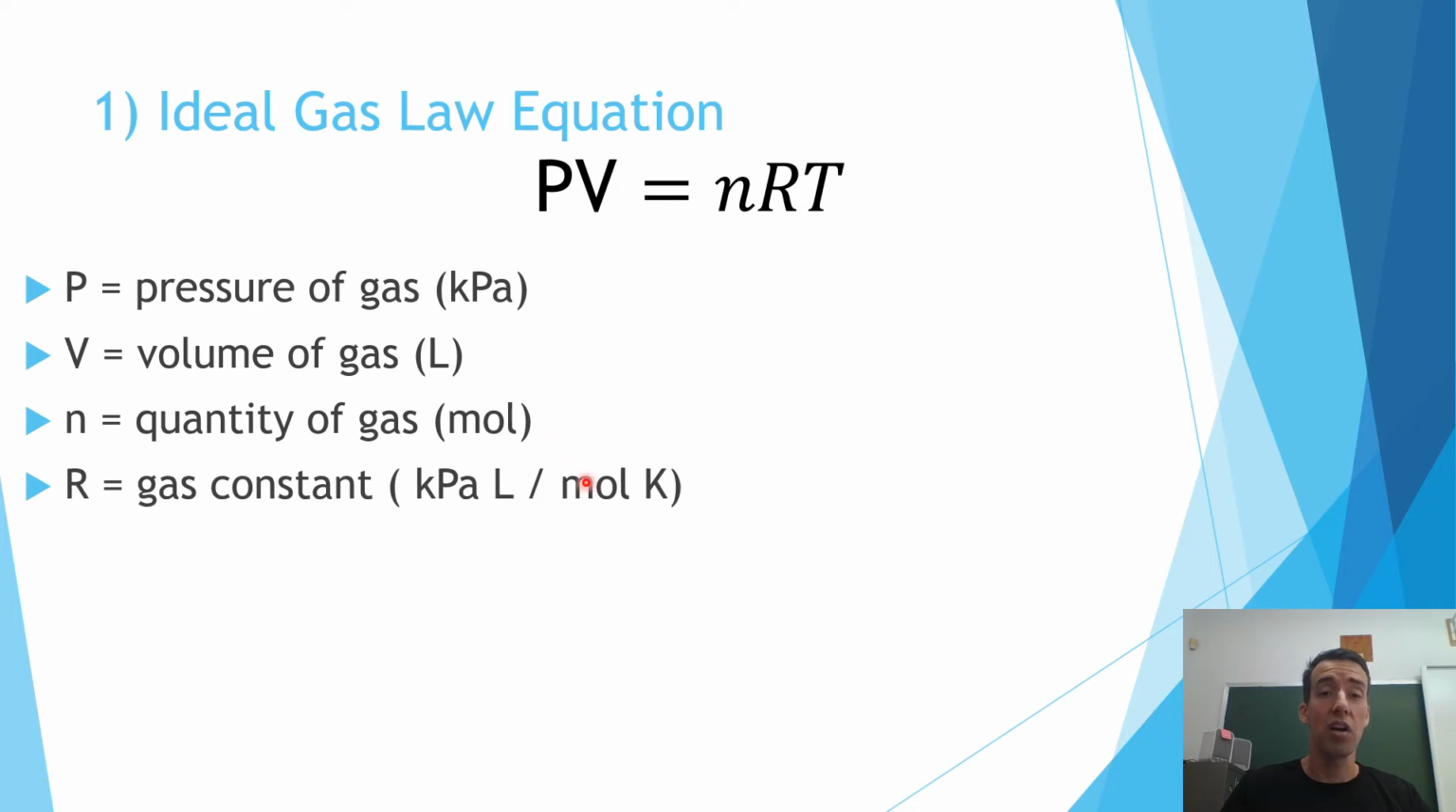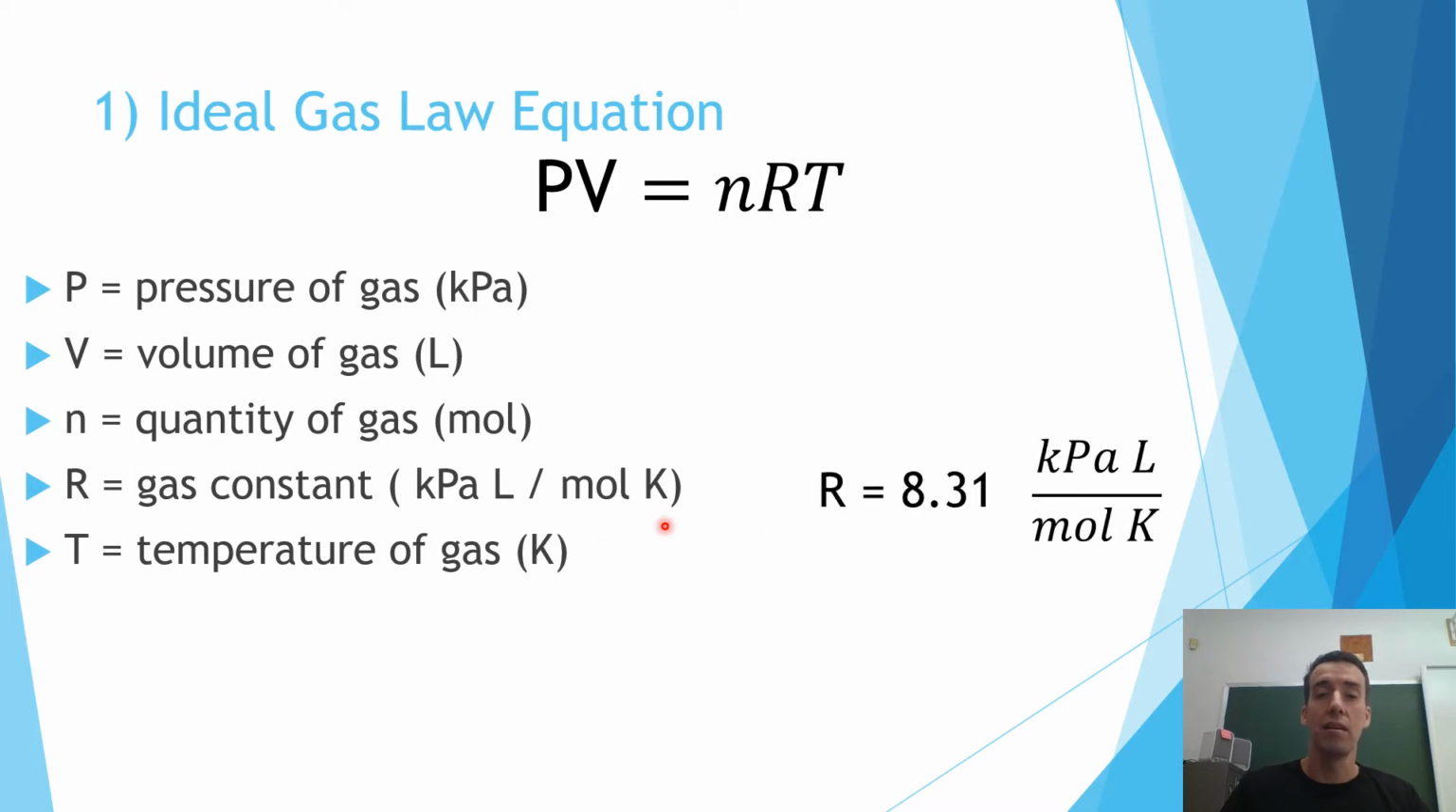R is the gas constant, and the unit for this one will be kilopascals multiplied by liters divided by moles multiplied by Kelvin. You have to keep the whole unit every time. And T is the temperature of the gas, always in Kelvin. So R will be 8.31, that's the constant. So the gas constant is 8.31 kilopascal liter divided by mole Kelvin.